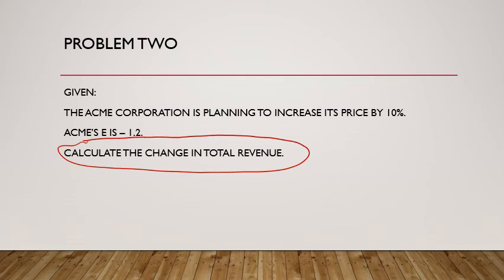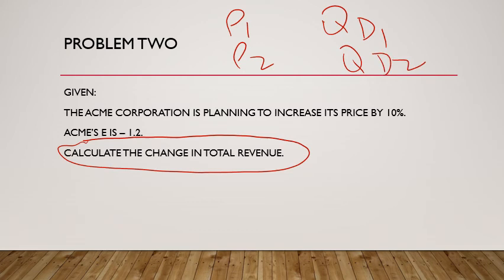Now, before you start, you should realize that we do not have P1, we do not have P2, we do not have QD1, we do not have QD2. However, we do have the price elasticity of demand, which is equal to negative 1.2, and that coefficient is very revealing. Another way to put it, our answer is going to be given in terms of a percent change in total revenues. All right? Okay. Now, let's go to the next frame, which gives us the solution.